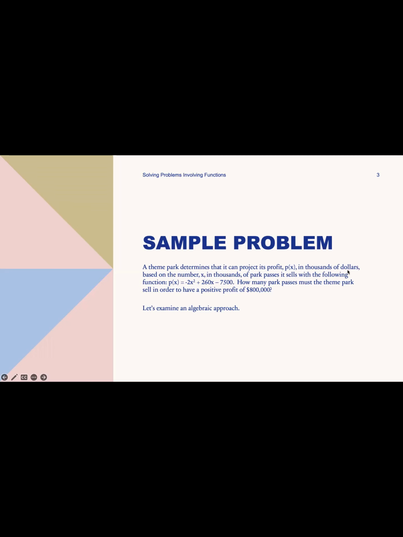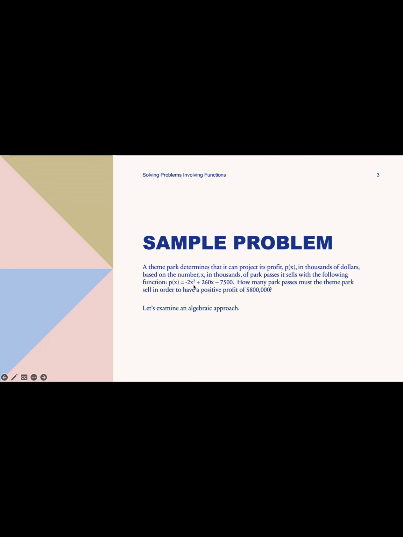I just want to take a moment to read the problem carefully and think about what the two different variables represent. For example, what does P of X represent? Just go back to the wording of the problem. The problem is going to explain to you what the variables represent. You just have to make sure that you find it. Up here it explains what P of X is. It says it's profit in thousands of dollars. So that's the theme park's profit in thousands of dollars. That's what P of X represents.